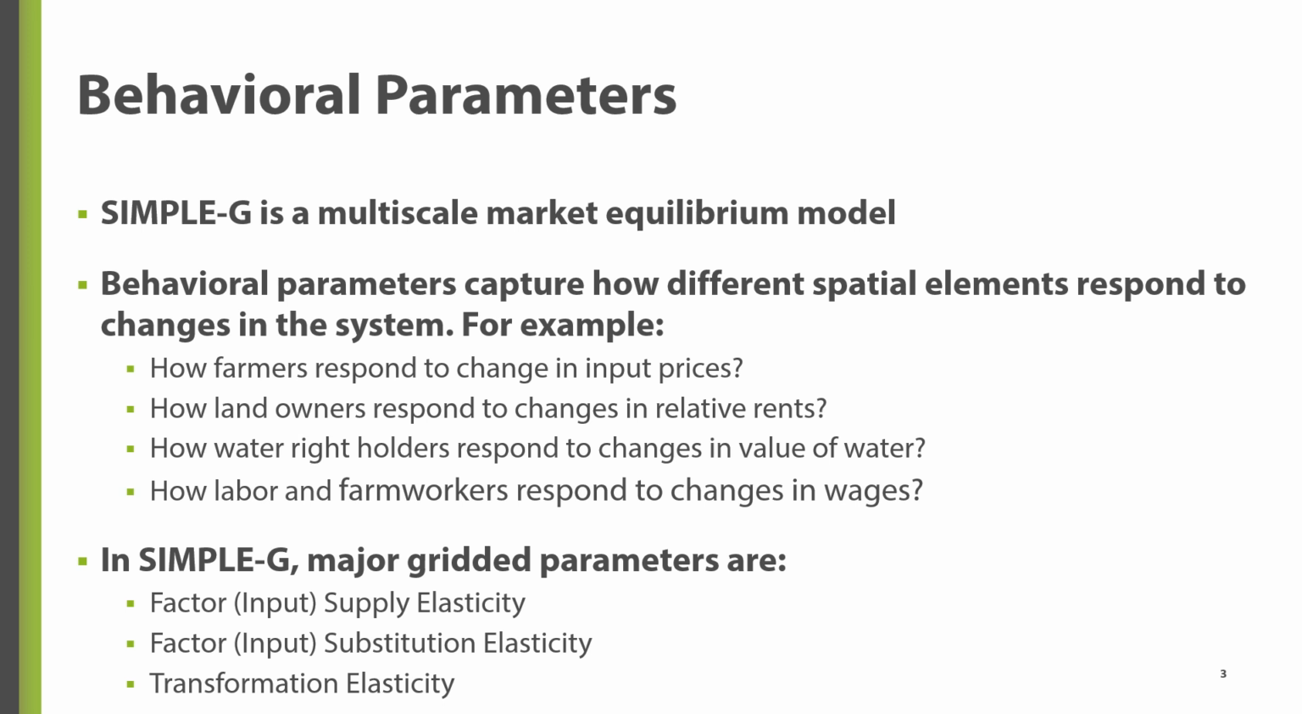A major feature of SIMPLE-G is the multi-scale modeling of economic decisions. In other words, the model measures the economic responses to changes at local, regional, and global scales, as well as how these interact. The behavioral parameters are mainly elasticities that capture how different spatial elements respond to changes in the system. The main parameters include supply, substitution, and transformation elasticity parameters.